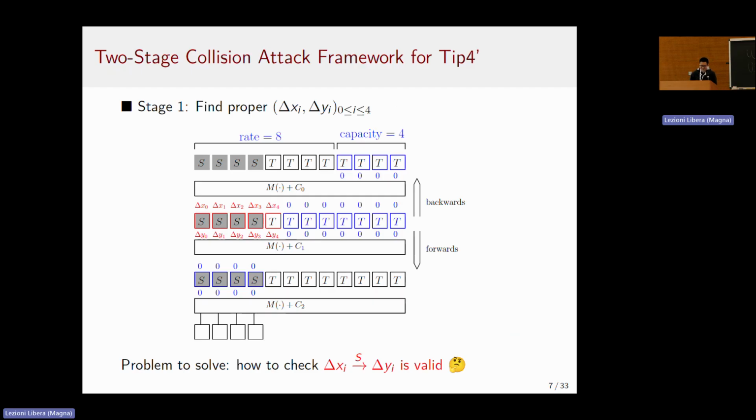How do we analyze such ciphers? In our paper, we propose 2 attack frameworks. The first one is the 2-stage attack framework. It's very efficient for 3-round Tip4 and 2-round Monolith-31, but it's not very efficient for 3-round Tip4 prime. But I will describe why it is efficient for Tip4 or Monolith, and you will also know why it is not efficient for Tip4 prime.